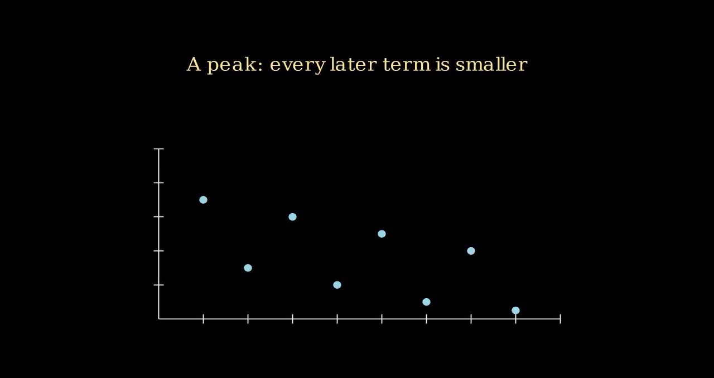Now let us look at a genuinely different proof of the very same result, using an idea called peaks, which does not rely on splitting intervals at all. Call a term of the sequence a peak if every single later term in the sequence is strictly smaller than it. In other words, a peak term stands taller than everything that comes after it, forever.